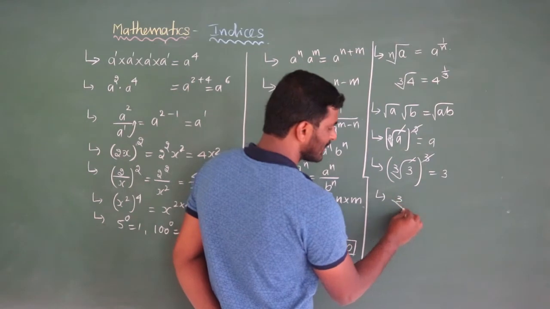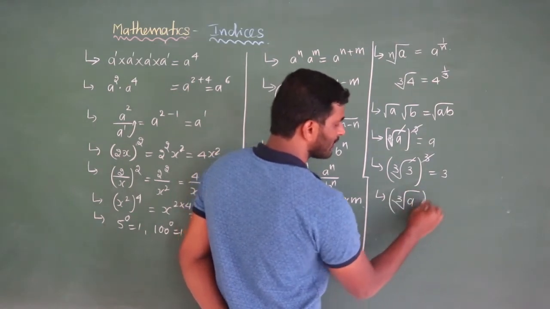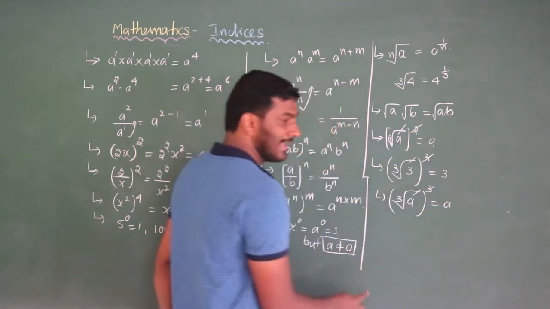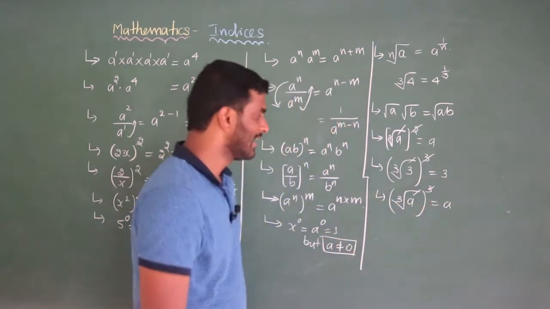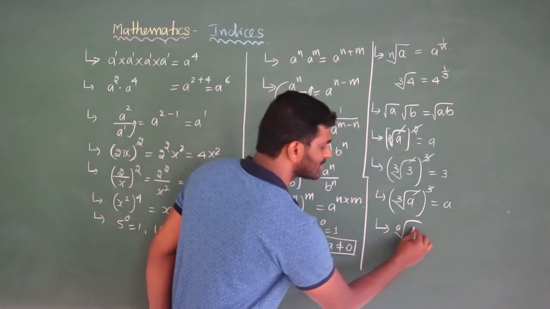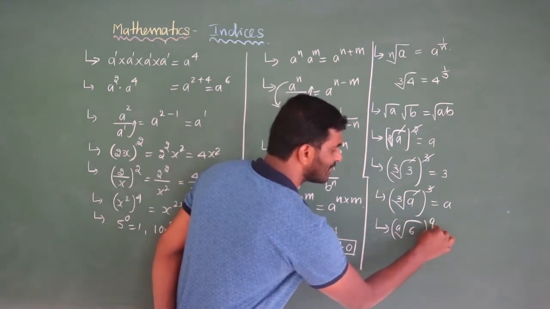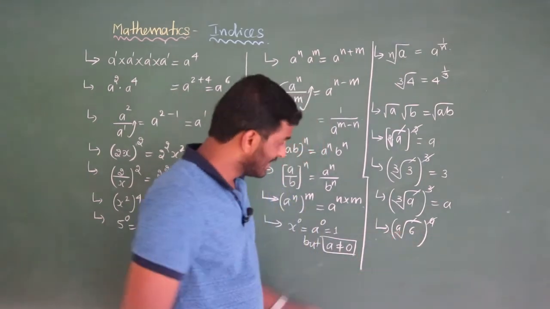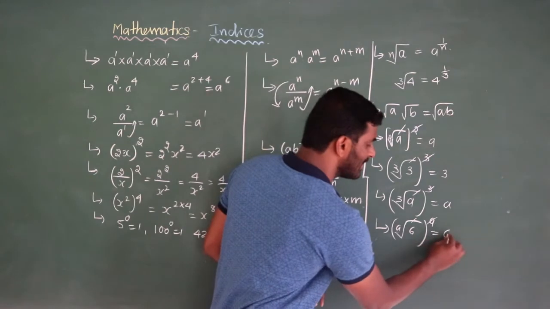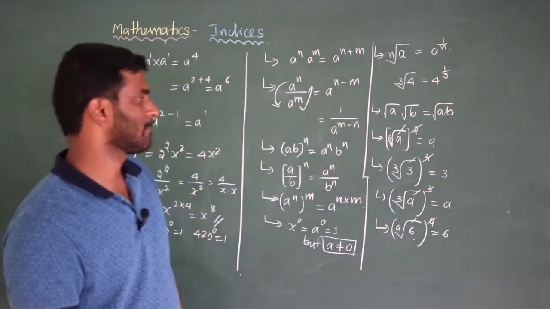The cube root of a to the power of 3. So the cube root gets cancelled. Remaining is a. If it is cube, then only we can cancel. If it is the cube root of a to the power of 6, then we can cancel the base a and a, both are the same, and the remaining is a to the power of 2. So like this.